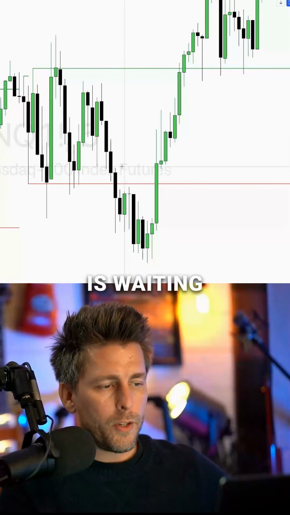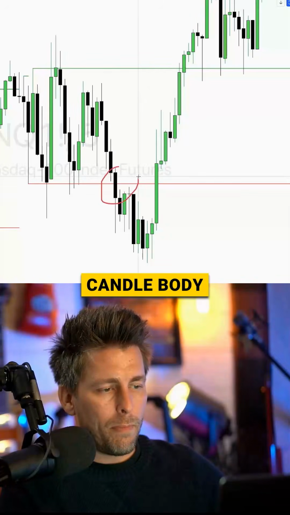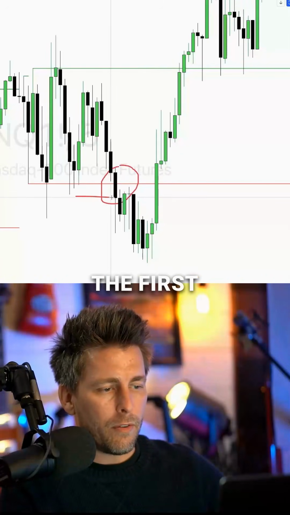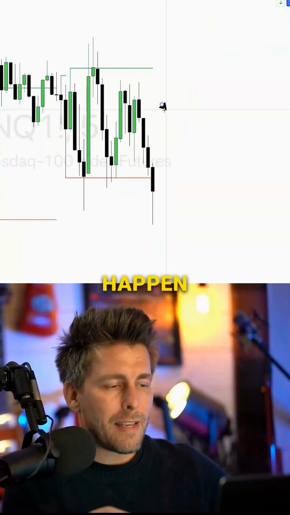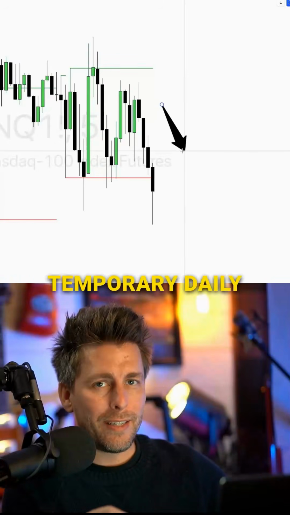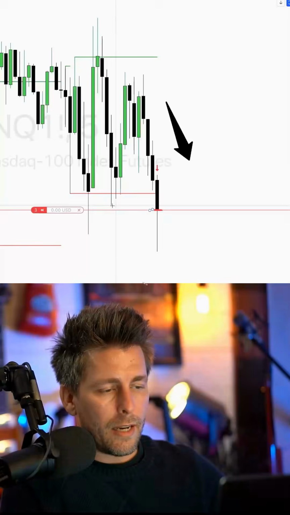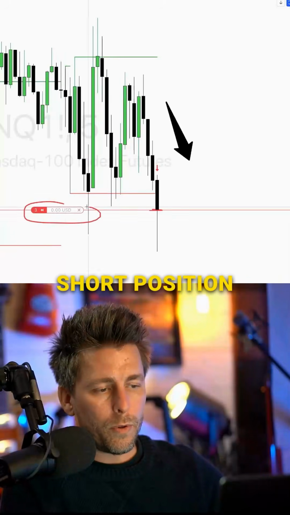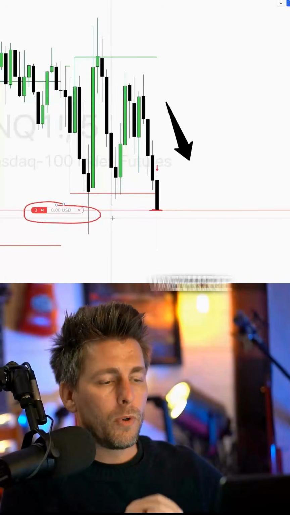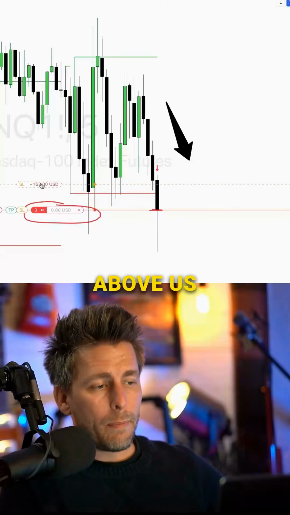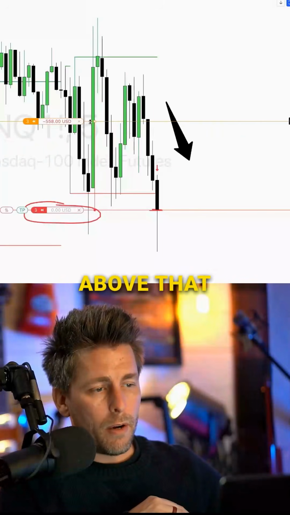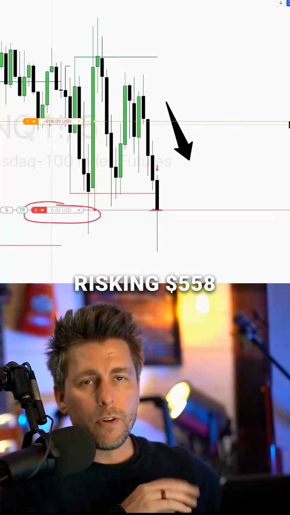All we are simply doing is waiting for a 5-minute candle body to close outside of the first 15-minute range. When we see this happen, we now have our temporary daily bias. So on the closure of this 5-minute candle body outside of the 15-minute range, we enter a short position. We're keeping things very simple. We're going to find the nearest fair value gap above us, and we're going to put our stop loss right above that. So you can see we're risking $558.